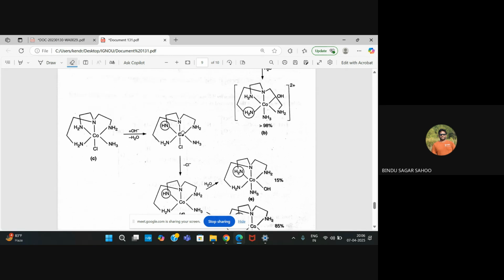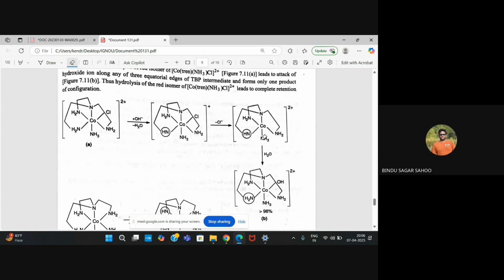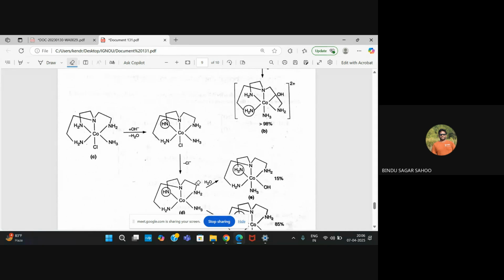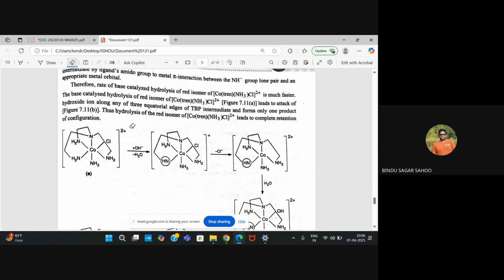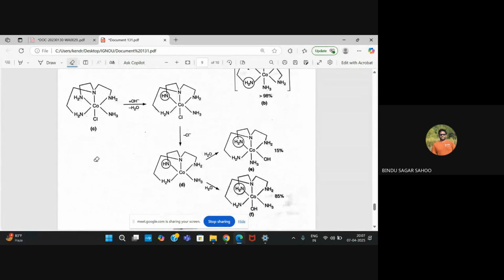But the rate of reaction of this complex will be faster compared to this one, because opposite the leaving group there is a ligand in which protons are present. So the proton abstraction will occur here easily. You can check also. Therefore, the rate of base catalyzed hydrolysis of the red isomer, that means this one, cobalt trien NH3, is much faster. So this is the red isomer, this is the purple isomer.